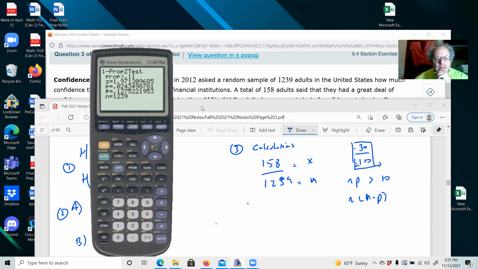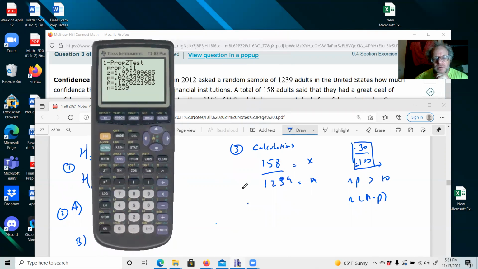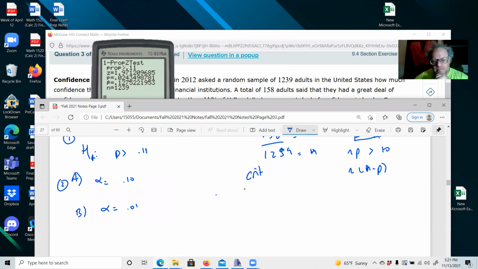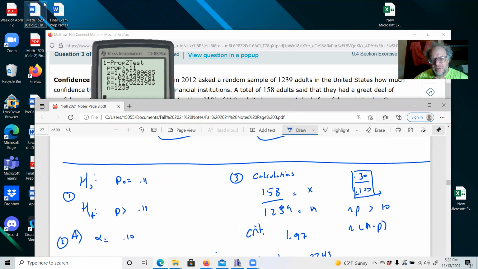Okay, calculator. And here are our values. So we're going to cut down our critical value. That was 1.97. Okay, and our p-value, this was 0.0243. Okay, this guy right here, 0.0243. I know there's a lot of p's going on with this, but bear with us, please. And the proportion that they gave us is going to turn out to be about 13%.